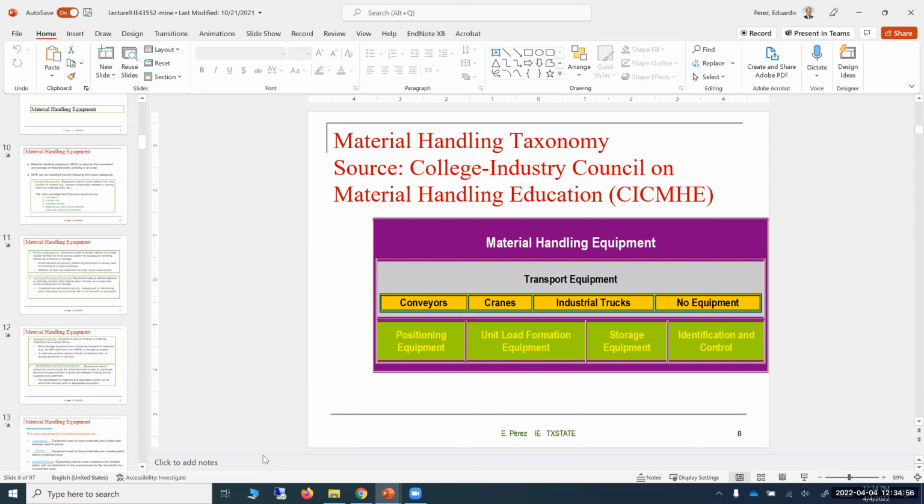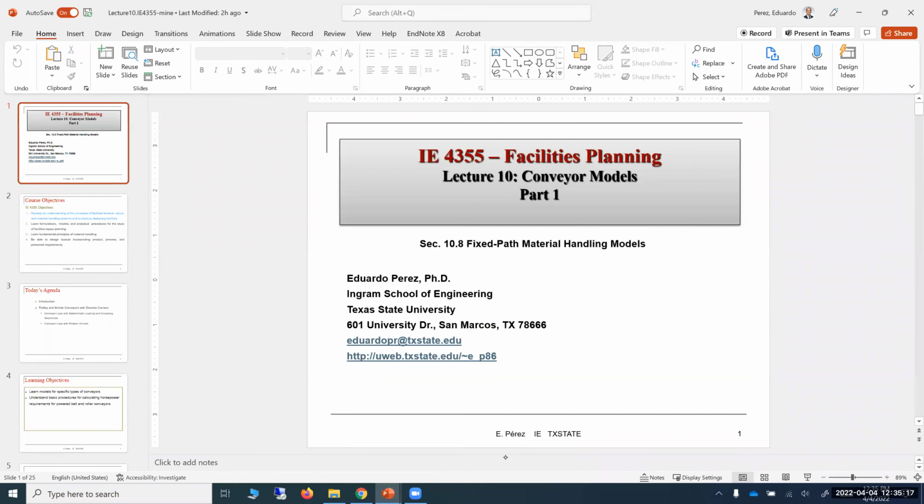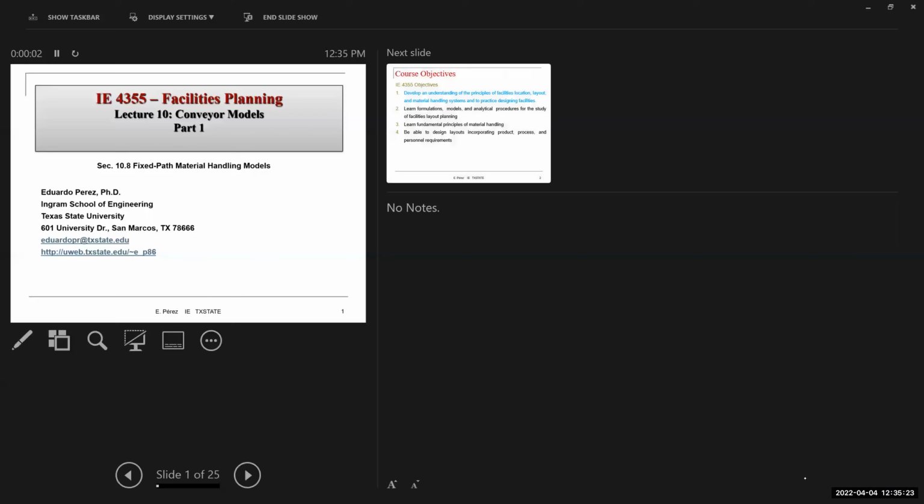So going back to this, today we're gonna explore a bit more on transportation equipment. Specifically, we're gonna talk about conveyors, and we are gonna talk about a specific type of conveyors and how to design those based on the requirements from your system. So that's what we're gonna be doing today. So lecture 10 is on conveyor models. So we had 2 parts for this lecture. Part 1 we're going to cover today, and then on Wednesday we're going to discuss part 2.